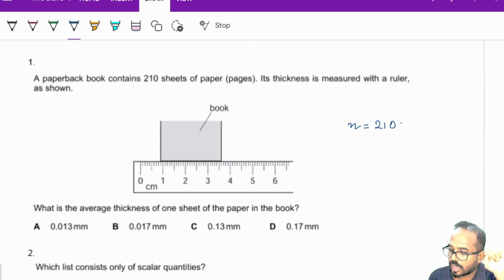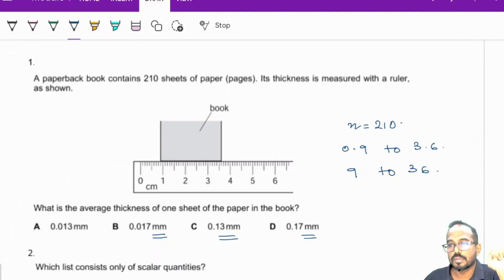So total measurement you can get, it is starting from 0.9 to 3.6, right? 0.9 to 3.6. So the answers all are given in measurement mm. So it will be 9 to 36 mm, correct? 9 to 36 mm. So what will be the actual measurement now? 36 mm minus this one. This one you need to reduce, right? So 36 minus 9, which is equal to 27 mm. Correct? So you got a thickness 27 mm.